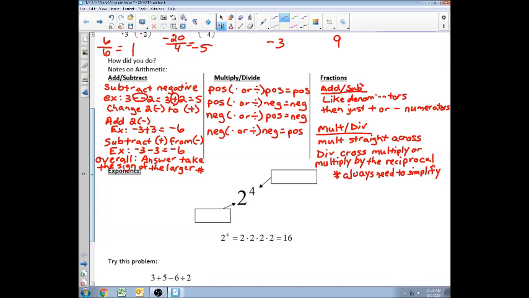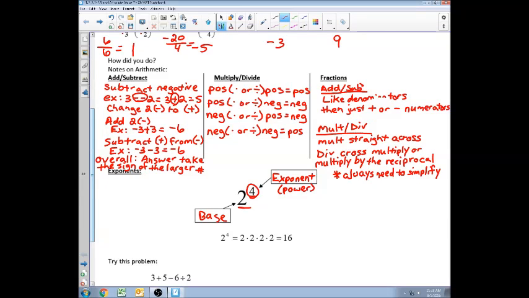The big number 2 here, there's a special name for the big number 2. That is going to be our base. The smaller number, the 4, is actually known as an exponent. Some of you may know that as a power.